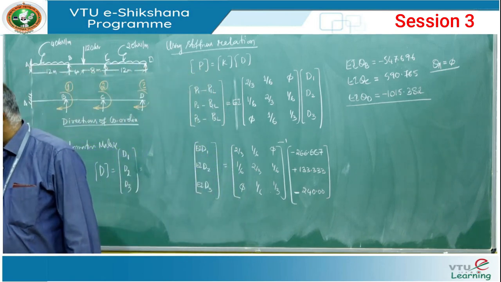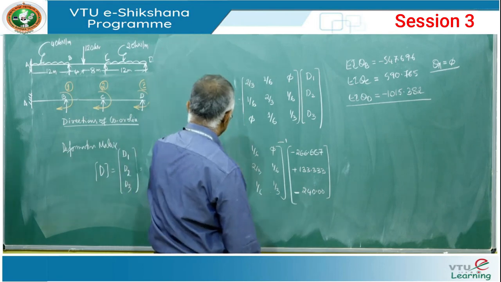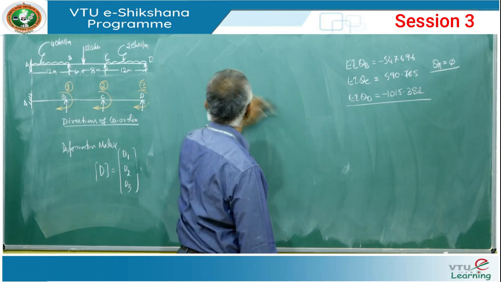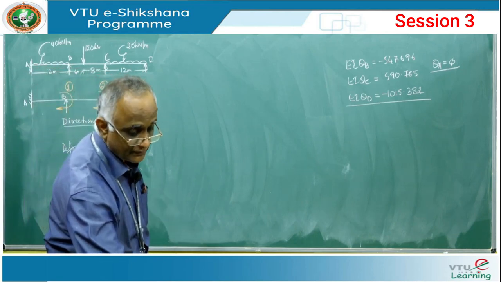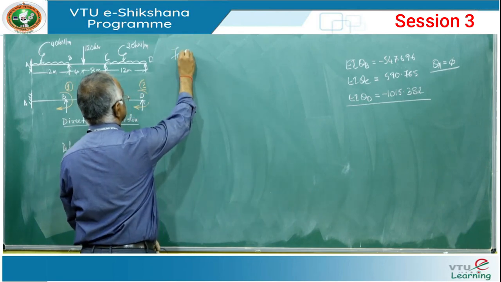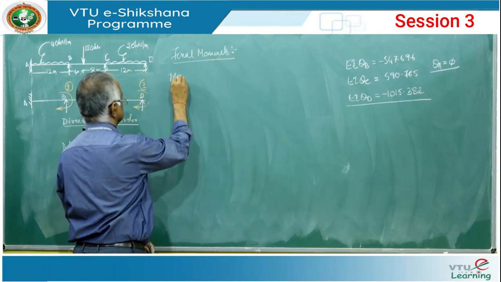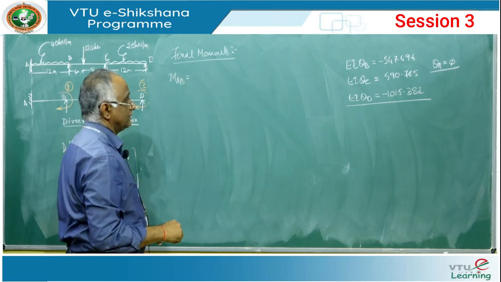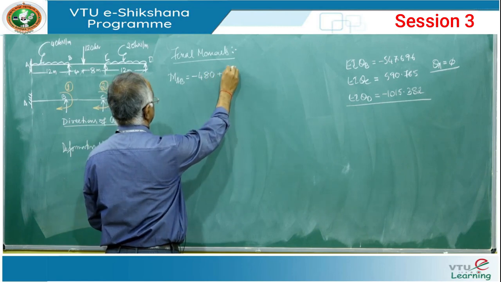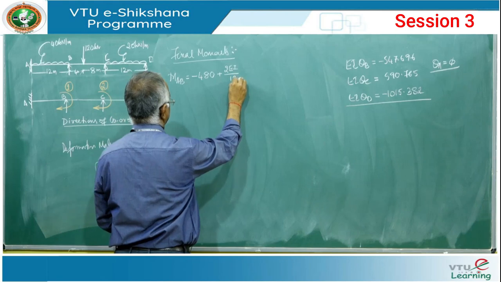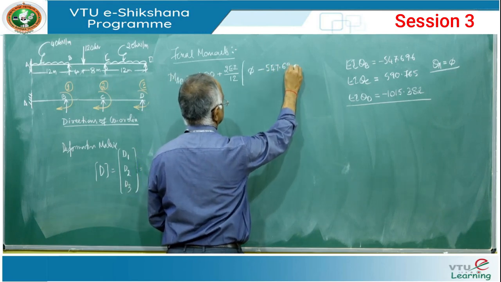Once you get these unknowns, the rotations, you can easily find the final moments using your basic condition of the slope deflection, MAB equal to MFAB plus 2EI by L, 2 times theta A plus theta B minus delta if there is a sinking. Otherwise, you can eliminate that delta. So, let me calculate the final moments. MAB, MFAB is, I think, minus 480 plus 2EI by 12, theta A is 0 plus theta B is minus 547.696.